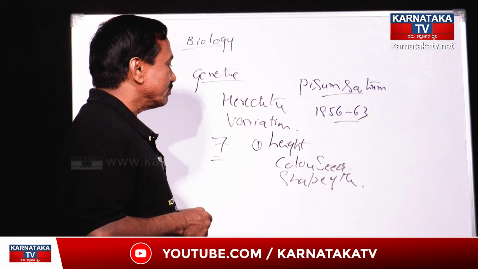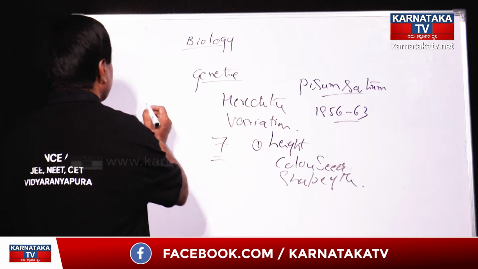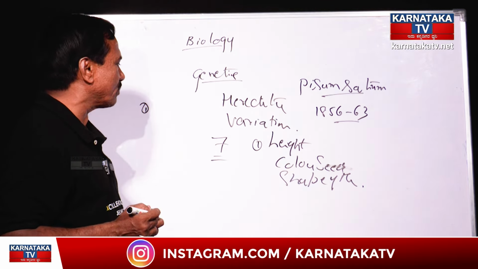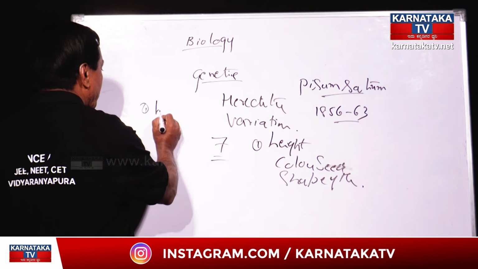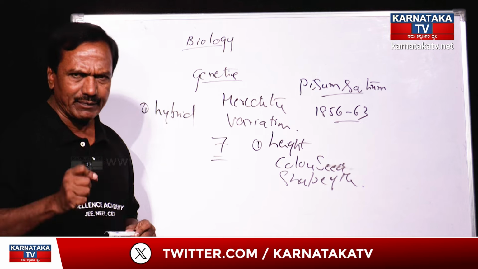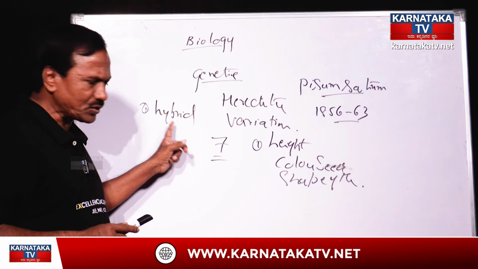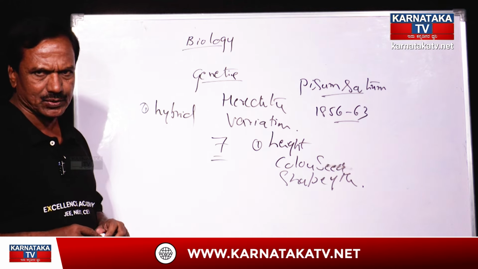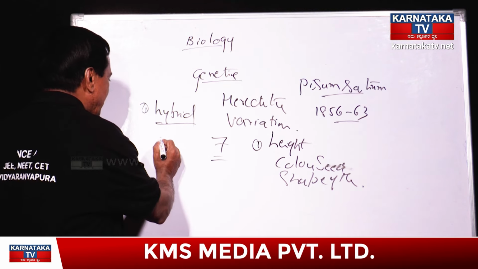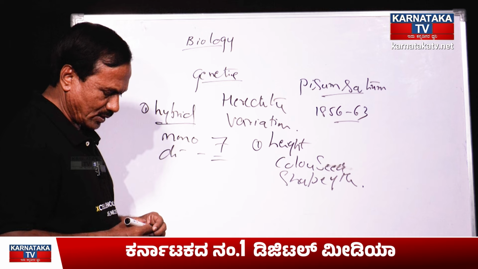To start with, before studying the actual topics, let us discuss some definitions concerned with this chapter. For example, hybrid. A hybrid is an individual obtained by crossing 2 parents which differ in at least 1 pair of characters. Okay, this is hybrid. In this, it may be monohybrid, it may be dihybrid, like that.